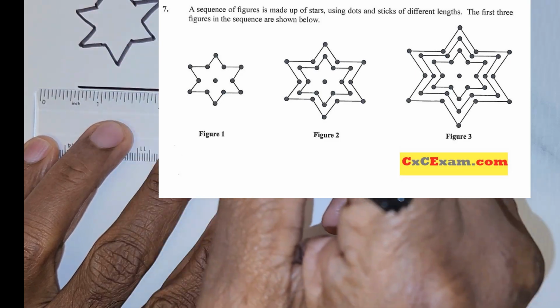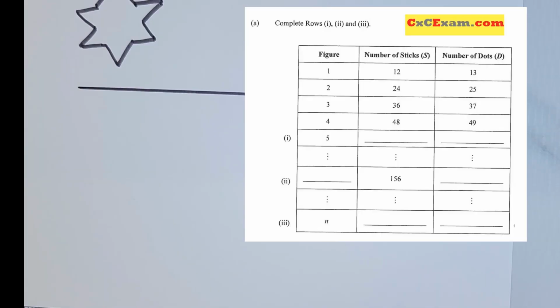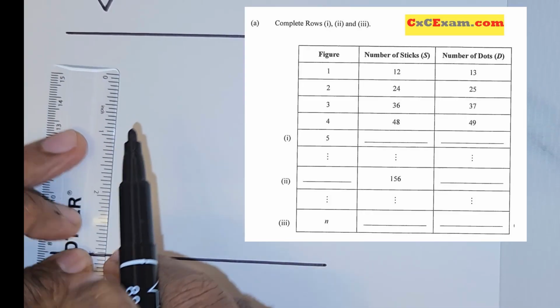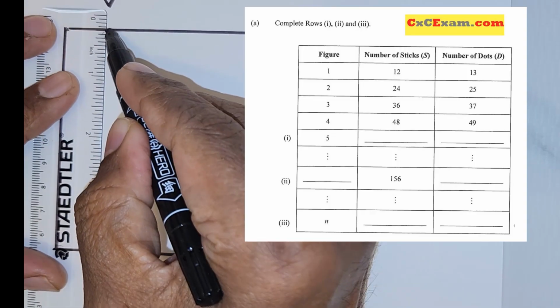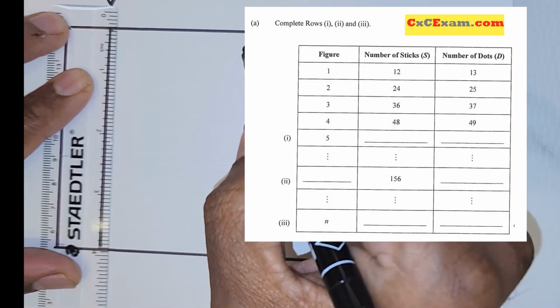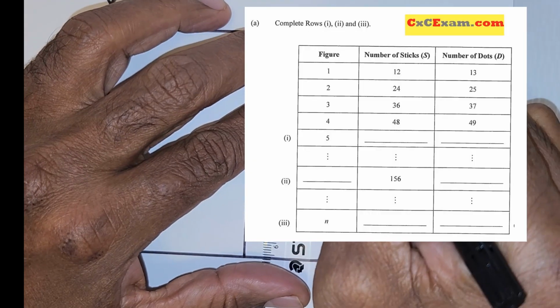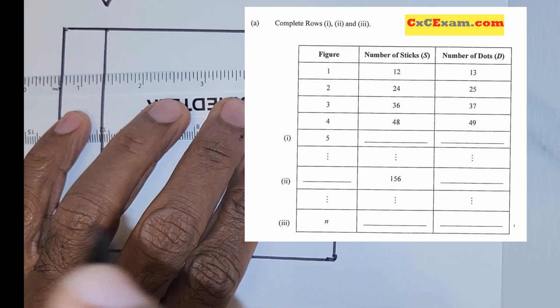This, and you can see the list of figures. I'm placing it on the screen here, but more importantly, we need this table. Now using this table, we'll be able to get the required solutions for this question. This is the table that is given.